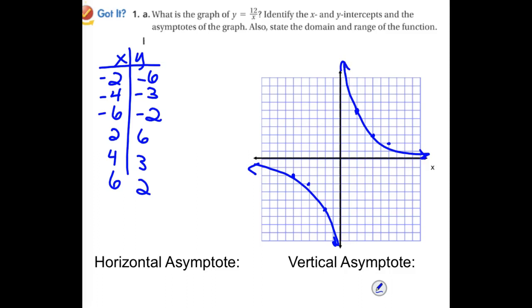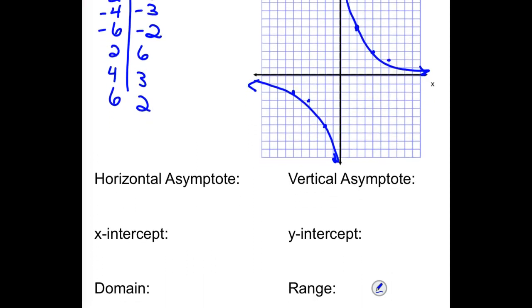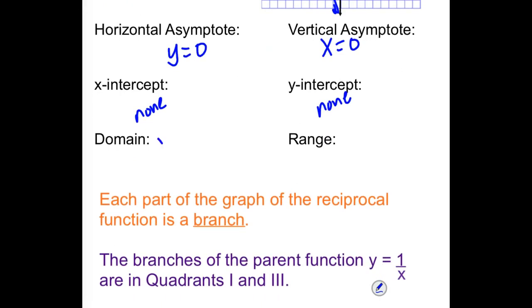All right. So did our asymptotes, any of this stuff change? All right. So horizontal asymptote was y equals 0. Vertical asymptote, x equals 0. No intercepts yet? And domain and range. X not equal to 0, Y not equal to 0. We okay with those? All right. Each part of the graph is called a branch.